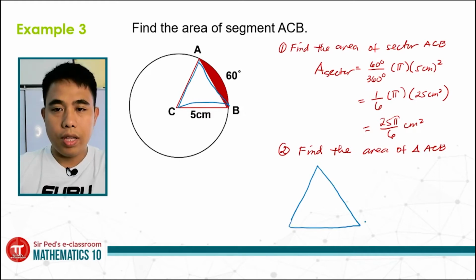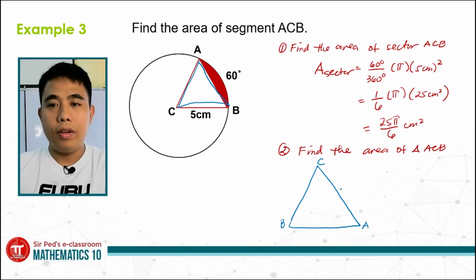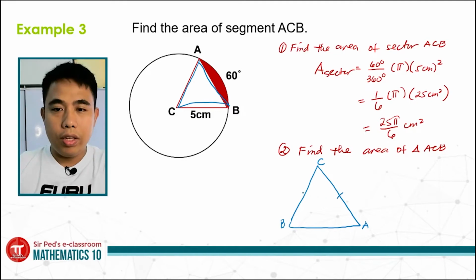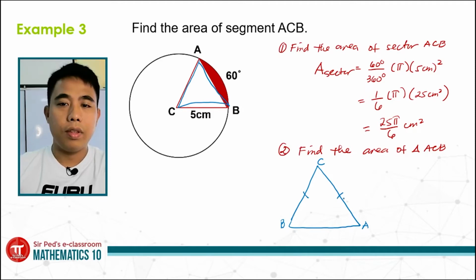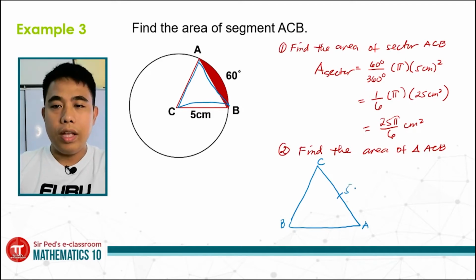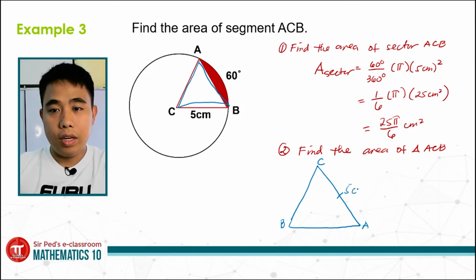So let's have this as ACB. So I rotated it. So this will become the radius. Yan yung radius ng circle natin. Radii, and radii of the same circle are congruent.